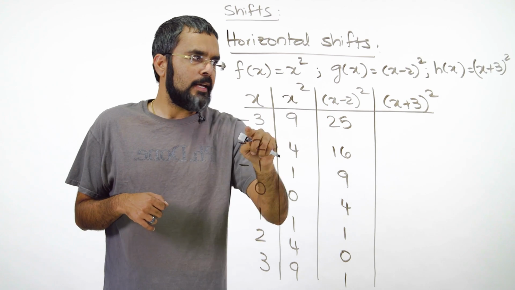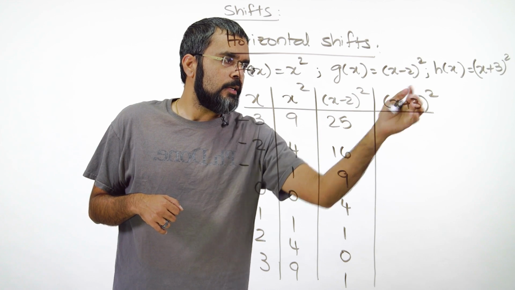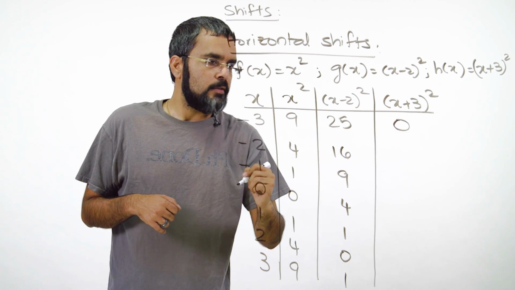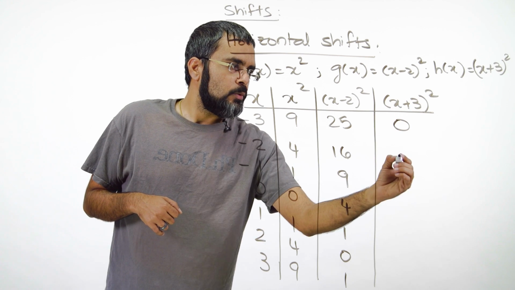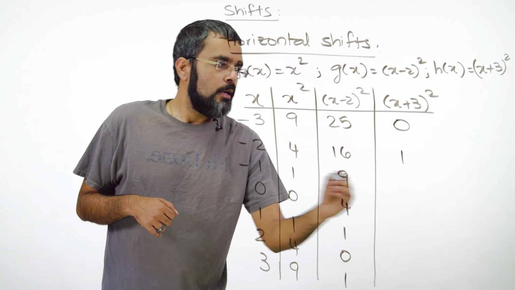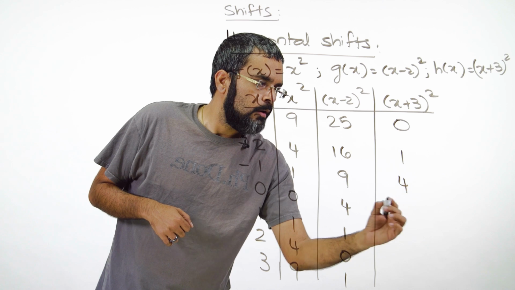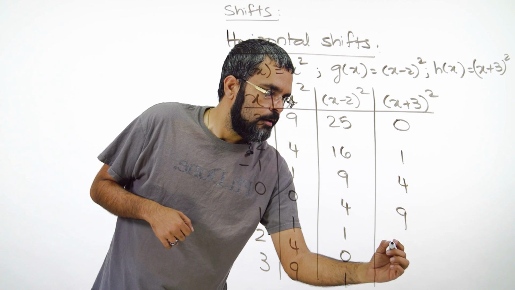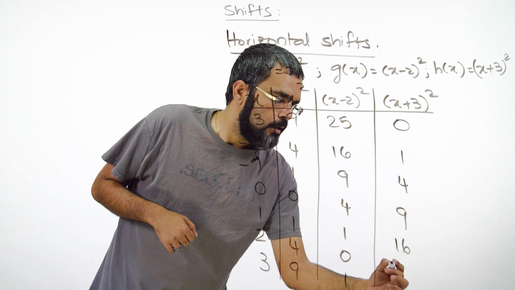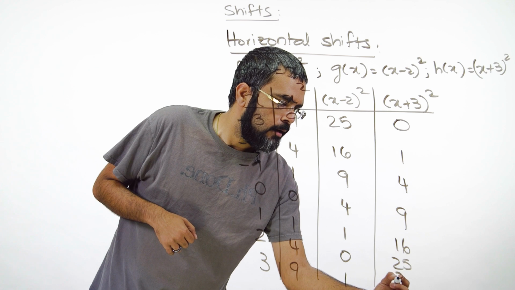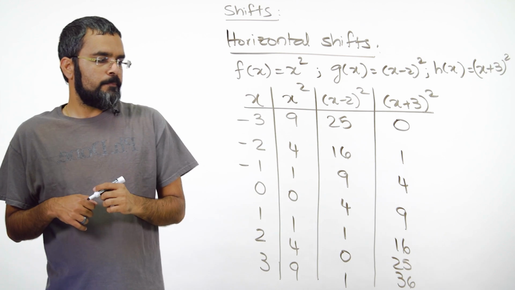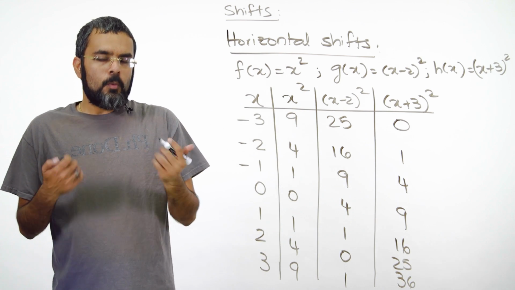If I put in x equal to -3, I get -3 plus 3 is 0, so 0 squared is 0. -2 plus 3 is 1, and 1 squared is 1. This is going to be 4. I have 9 here, 16, 25, and 36. Okay, so what do we notice again?